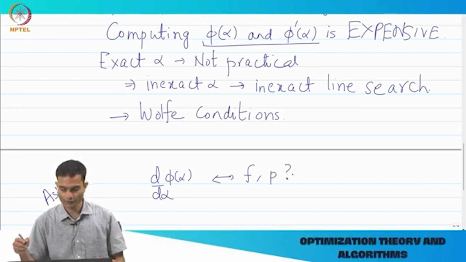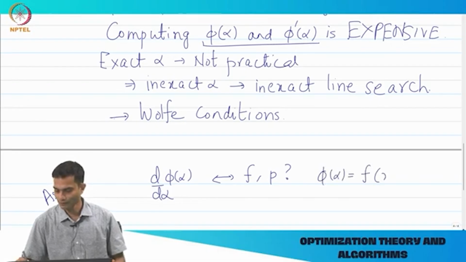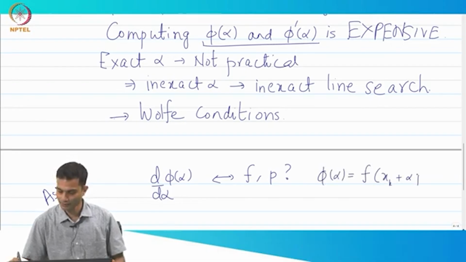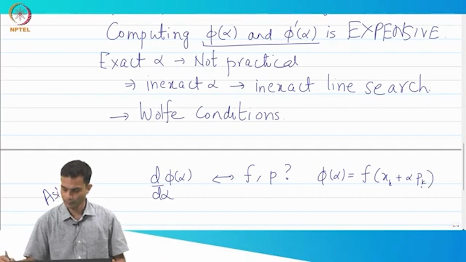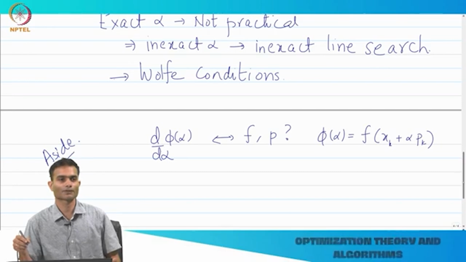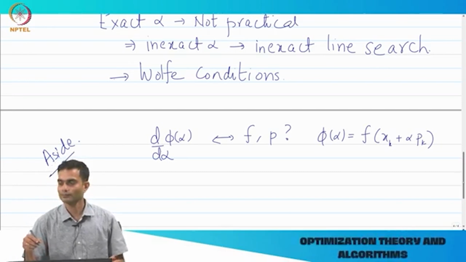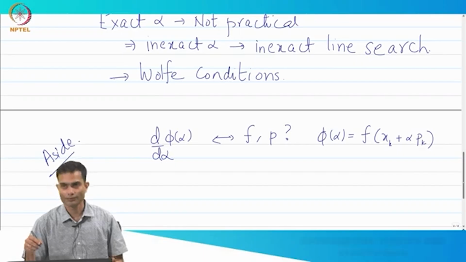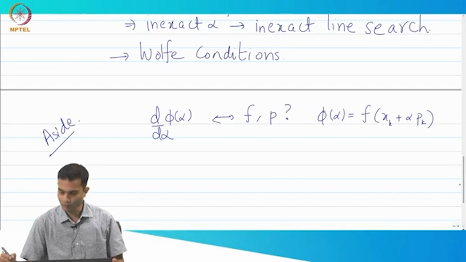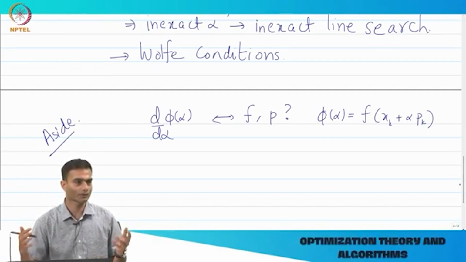Remember, the definition of phi is, phi alpha is nothing but f of xk plus alpha pk. So what do you think we can apply over here? Which of the theorems of calculus can be used over here? We'll have to use the chain rule, right? So we can put in the formula, or for one time we can actually derive it explicitly so that you get a good grasp of it.